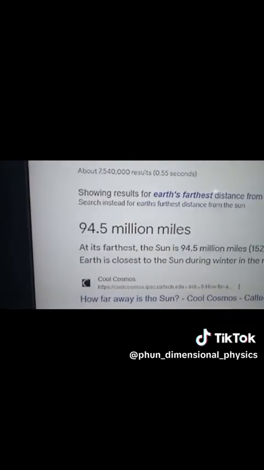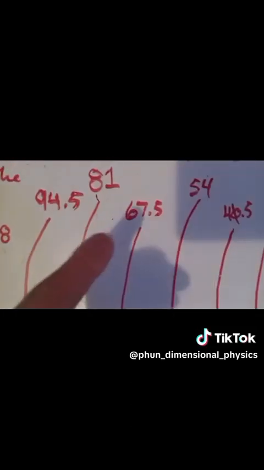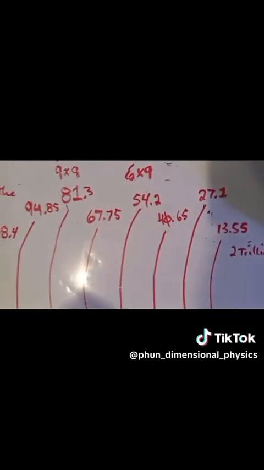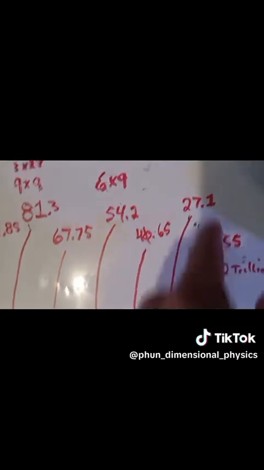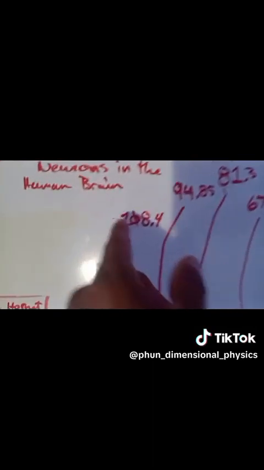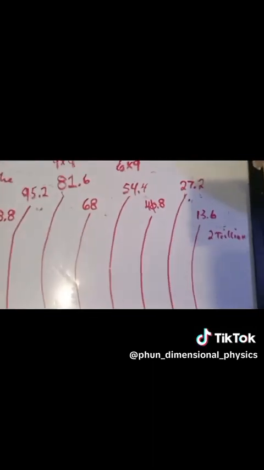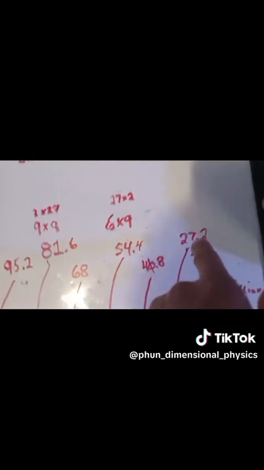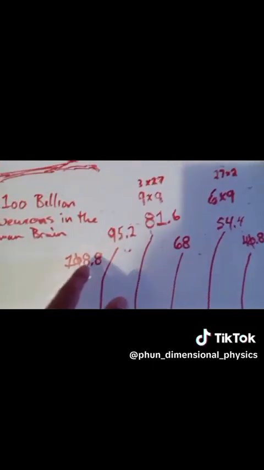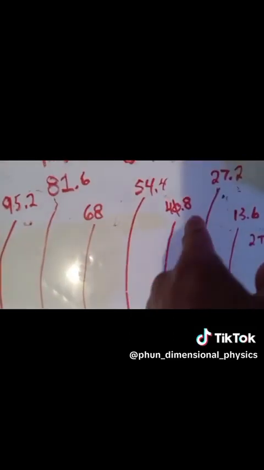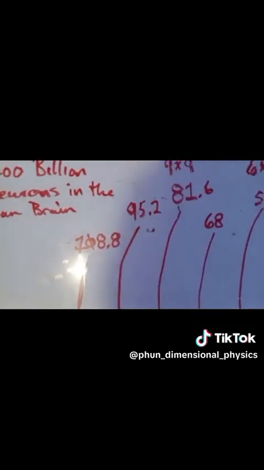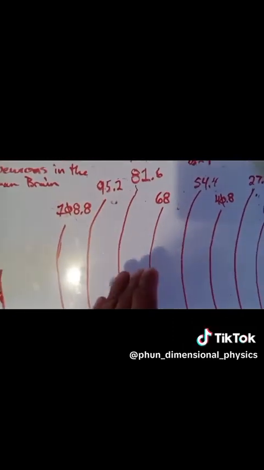94.5 is Earth's farthest distance. 67.5 is Venus's distance. All right, so now when you change it to 13.55, it's 27.1, 54.2, 81.3, 108.4. So change it to 13.6, it's 27.2, 54.4, 81.6, 108.8, and now it's 40.8, 67 instead changed to 68, and 94 changed to 95, which is technically a little out of square, but it still works.